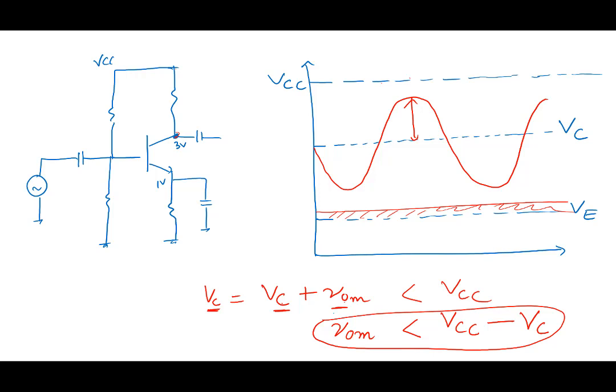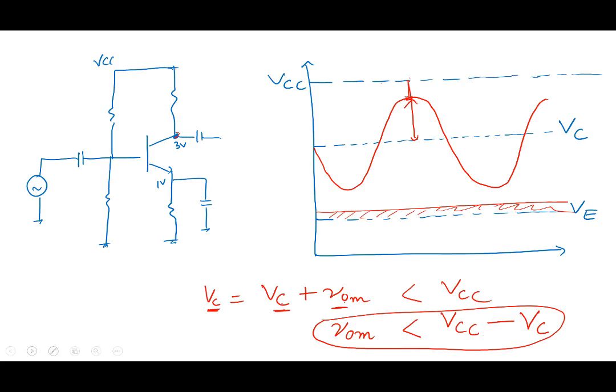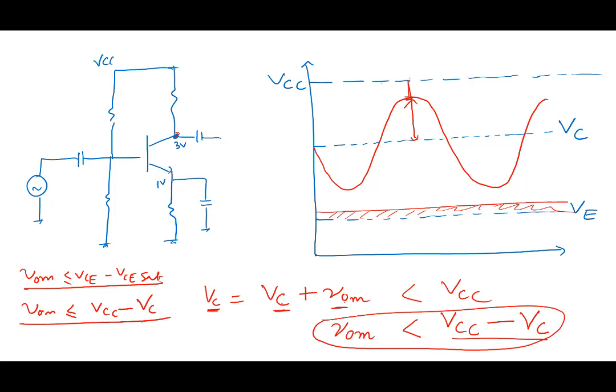V0M cannot be more, because this point, the top point, at the most can touch VCC. It can't go beyond VCC. So V0M must be less than VCC minus VC. Okay? So are you seeing that there are two limits on V0M? One limit was saying V0M is less than VCE minus VCE sat, and the other limit is saying V0M is also less than VCC minus VC here. Keep both these limits in mind.